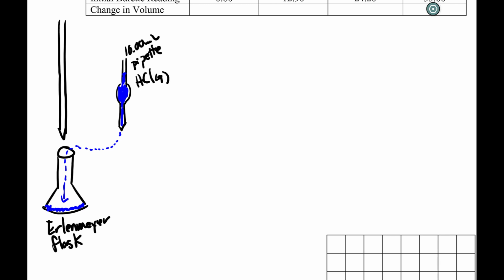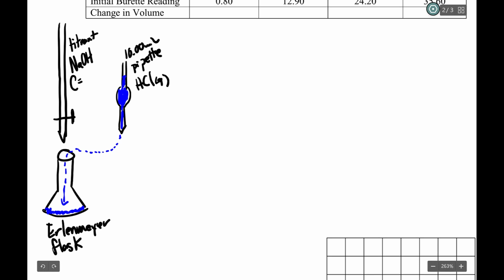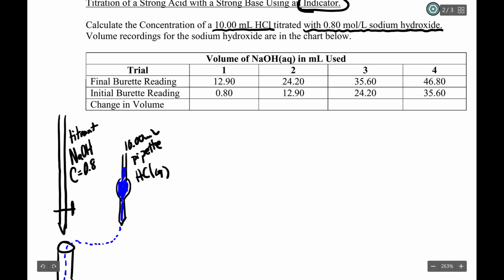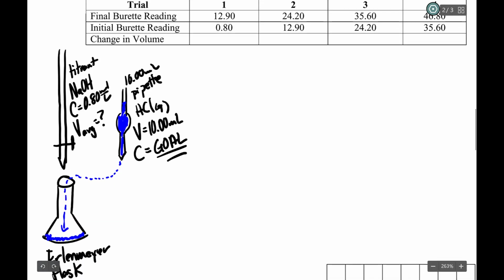The burette would have something called a stopcock on it, which is a valve, and you're able to open and close the valve to allow the titrant to come out. The titrant here would be sodium hydroxide of known concentration, which is 0.80 moles per liter. What we're trying to do is get an average volume to reach our equivalence point. If we had that volume, and we have this volume, which is 10 milliliters, we would be able to figure out the concentration of our hydrochloric acid, which is ultimately our goal.